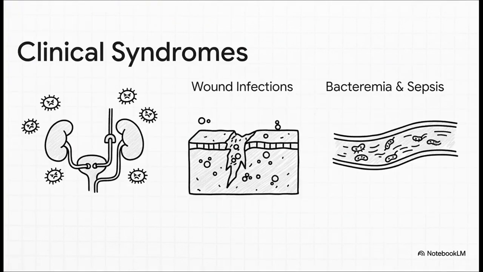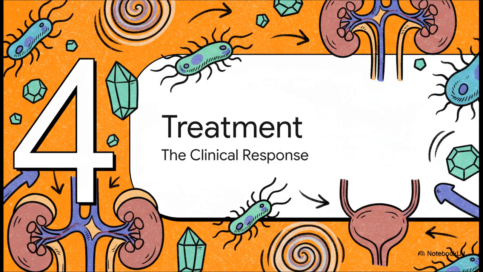And clinically, what does this look like? Well, mostly complicated UTIs, especially those nasty catheter-associated infections we see in hospitals and long-term care. But its reach isn't just limited to the urinary tract. It can cause some serious wound infections, and if it gets into the bloodstream, it can lead to life-threatening bacteremia and sepsis.